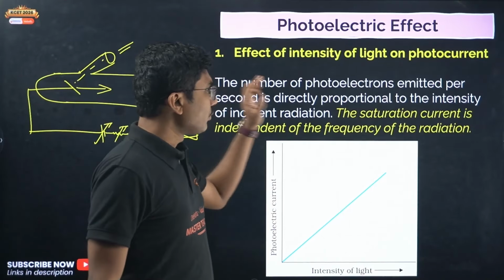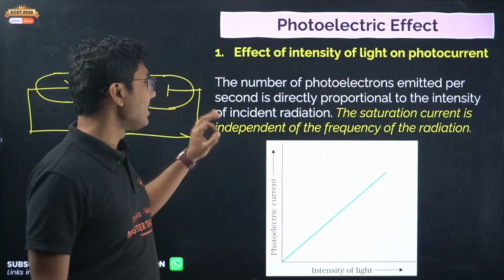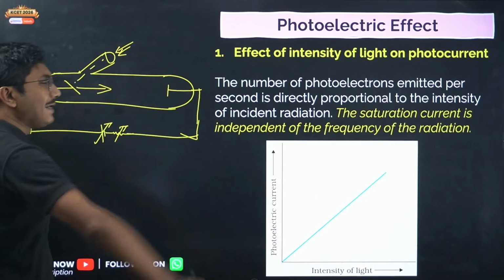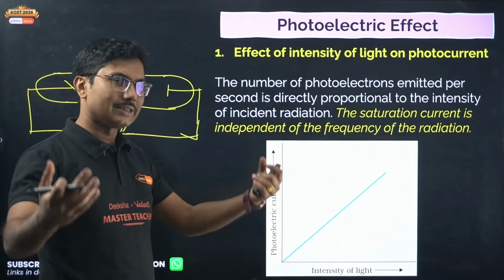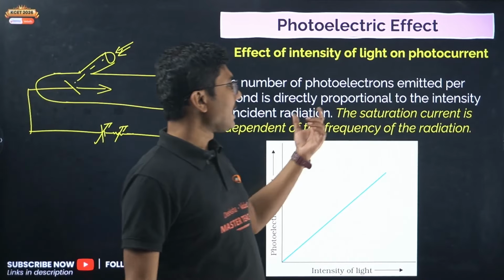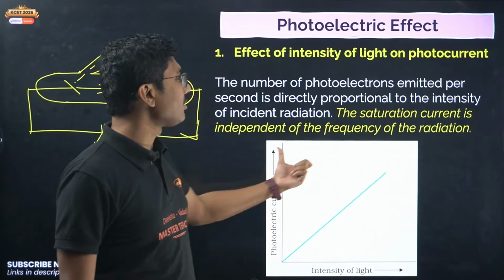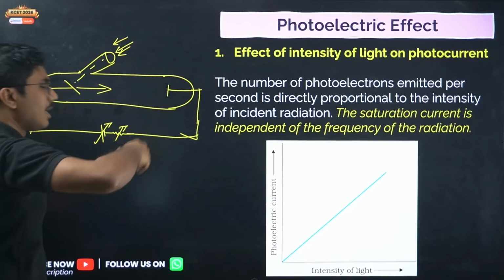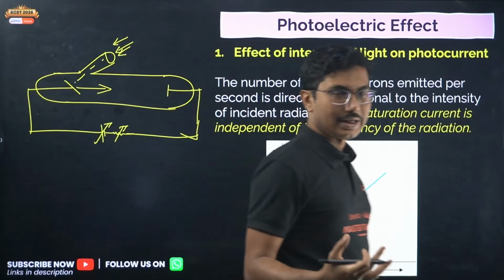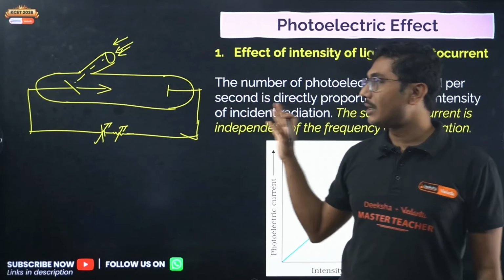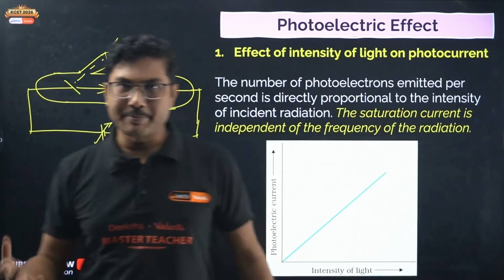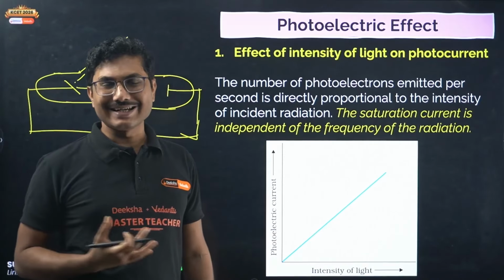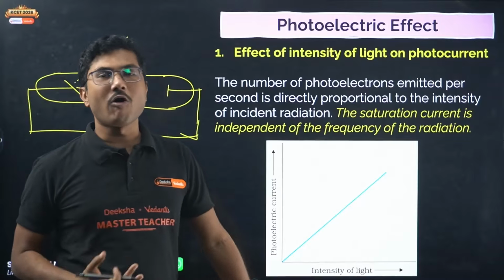What he observed is that the current is proportional to intensity. Intensity means the brighter the light, the more current you are getting. That is very obvious. The saturation current is independent of the frequency of radiation. Saturation current means when you have switched on some light and the current stabilizes. The current is stable, so you are getting the same current for some time, and that stabilized current is independent of the frequency.